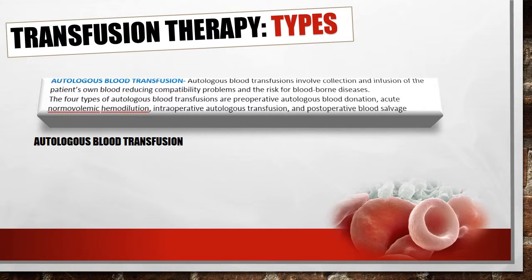Another thing we need to review is autologous blood transfusions, which involve collection and infusion of the patient's own blood, reducing compatibility issues and the risk for bloodborne diseases. Four types of autologous blood transfusions are talked about in your textbook. These are preoperative autologous blood donation, acute normovolemic hemodilution, intraoperative autologous transfusion, or post-op blood salvage.